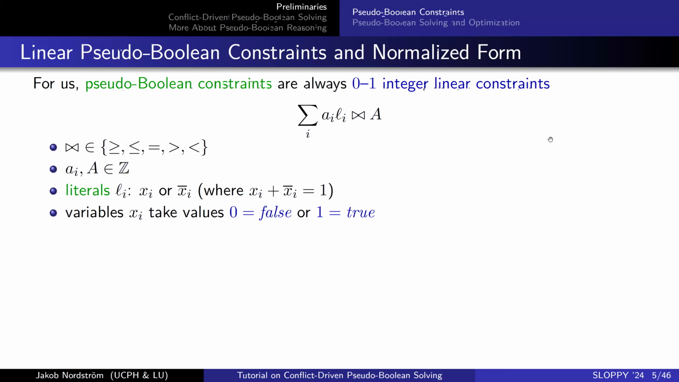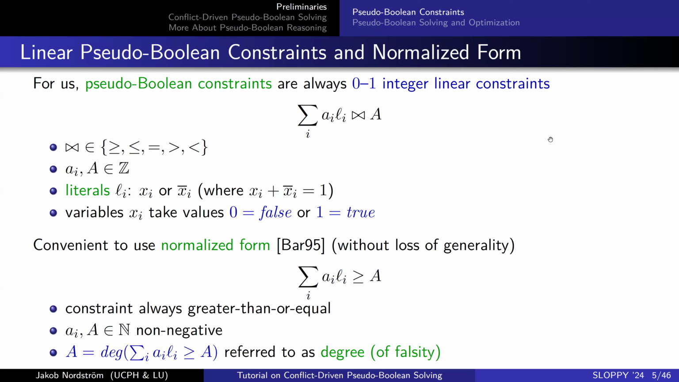Okay, so from now on, whenever I say a pseudo-Boolean constraint, that's just a 0, 1 integer linear constraint. So we have an integer sum of literals that are variables or negated variables. And again, overline is negation. And the variables take values 0, false, or 1, true. And we can compare them with less than or equal, greater than or equal, or equality, or strict inequalities, except we won't do that. We'll insist on something that's called normalized form.